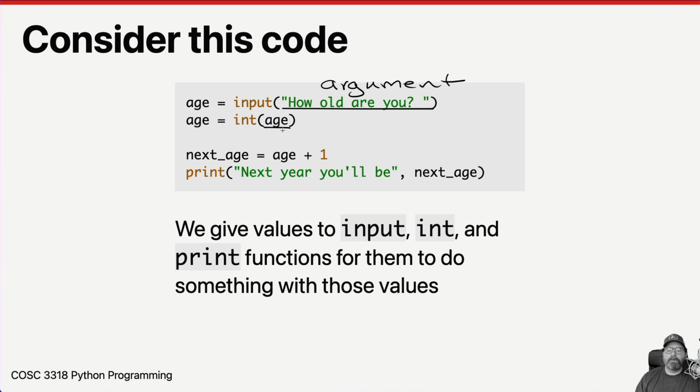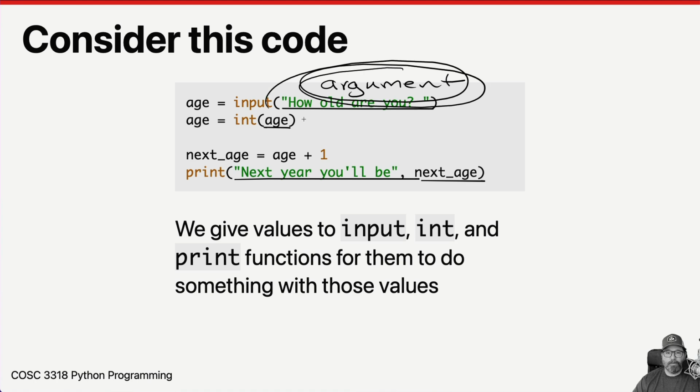But anyway, so these are called arguments. When we give a value to a function, it is called an argument. Okay?